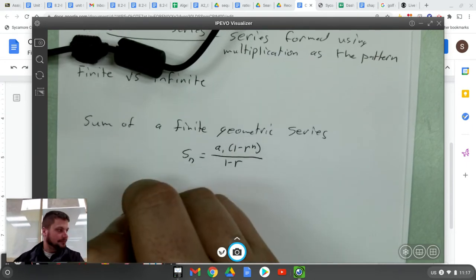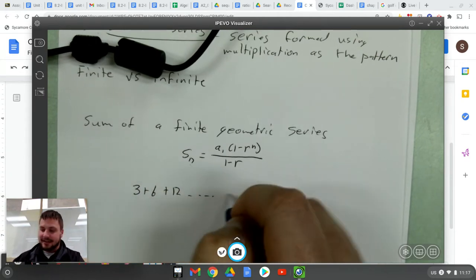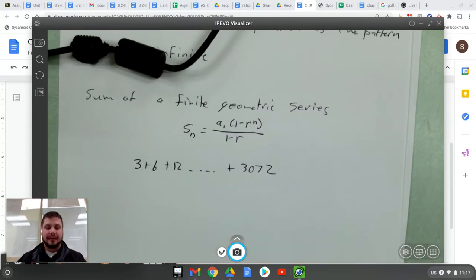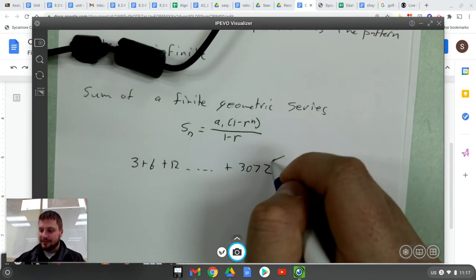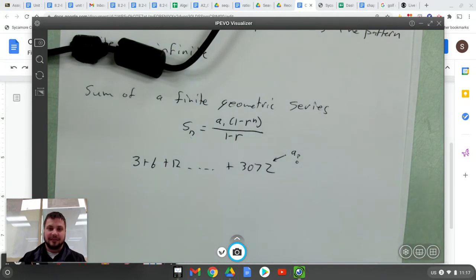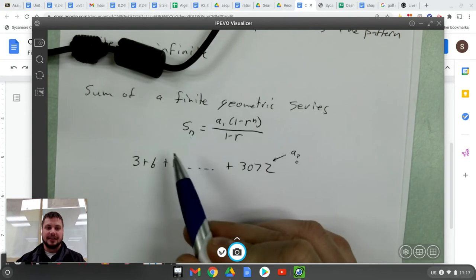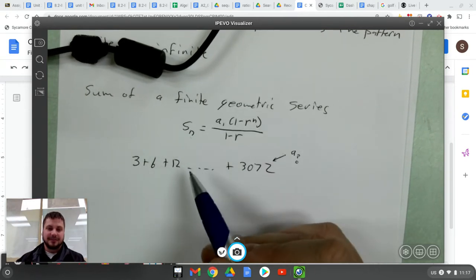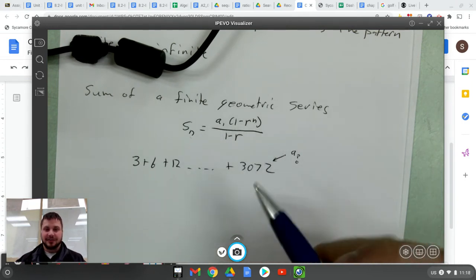Here's the first one. 3 plus 6 plus 12, and so on, plus 3072. Okay, so again, what we need to do, just like with arithmetic, is I need to know what term number this is. This is a of what? What term is this? I need to know that because that goes right here. That's the n number. Okay, so I need to write the explicit formula of this geometric series and then set it equal to 3072 to find out what term number this is.